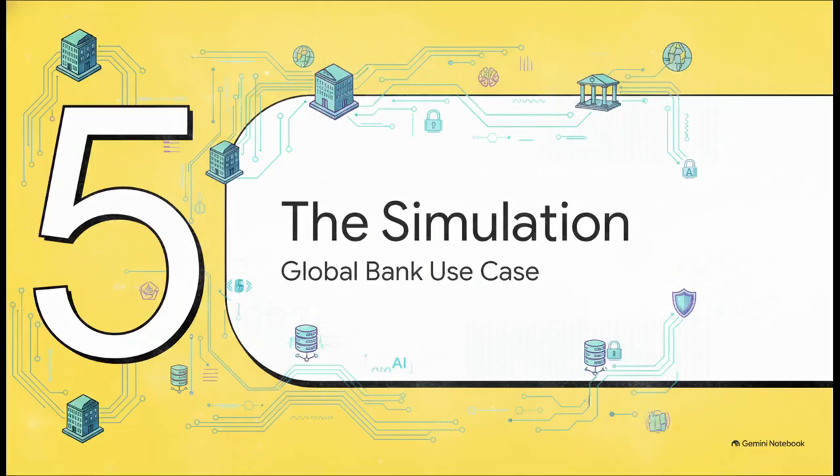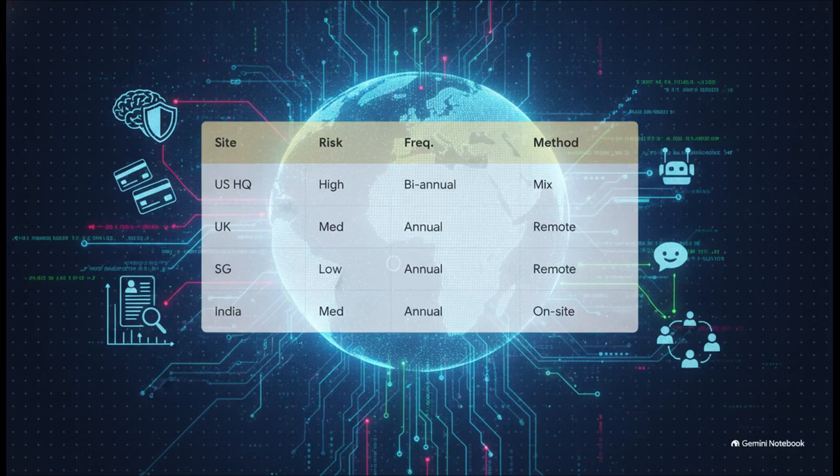Section 5, the simulation, global bank use case. Let's put all this theory into practice. We're going to run a quick simulation of a multi-site global bank auditing its varied AI systems. Think of this as a real-world puzzle we get to solve. Look at how dynamic the resource allocation is here based purely on risk levels.